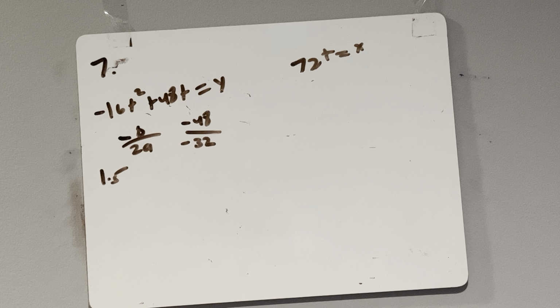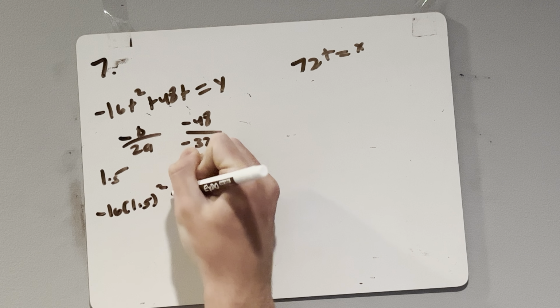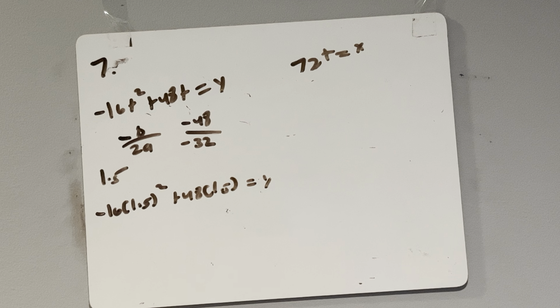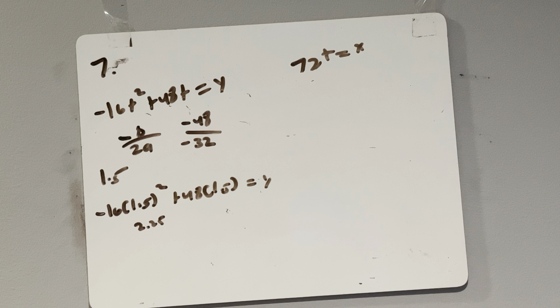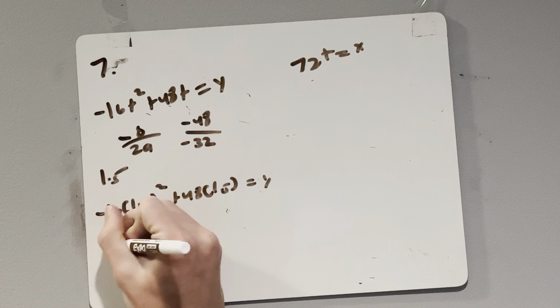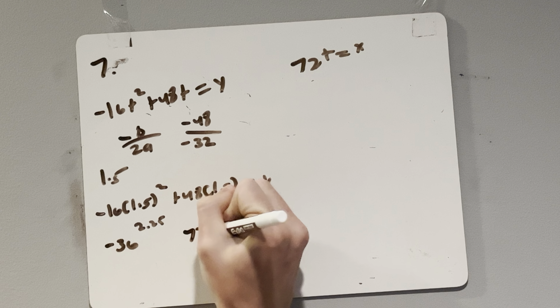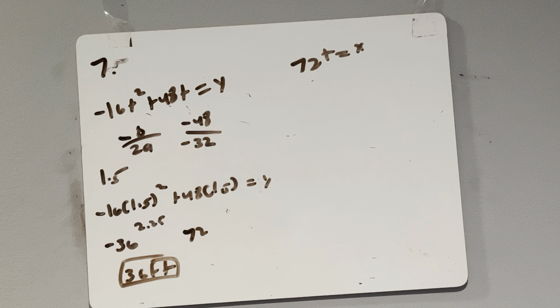So this means that we have to plug it back into our original equation. Negative 16, 1.5 squared, plus 48, 1.5, equals y. So 1.5 times 1.5 equals 2.25, times negative 16 is negative 36. Now 48 times 1.5 is 72. 72 minus 36 is 36 feet. So the maximum height of the ball is 36 feet.